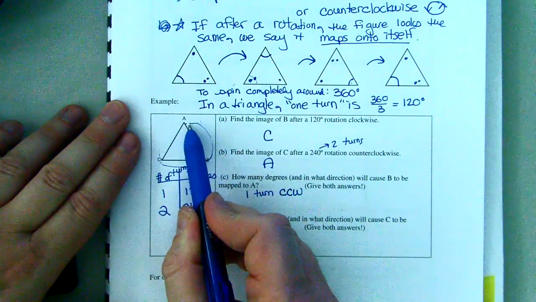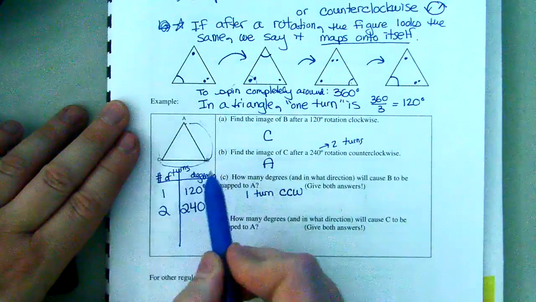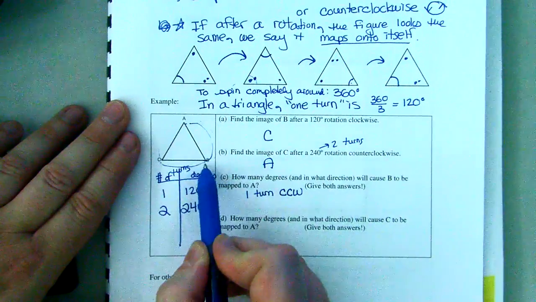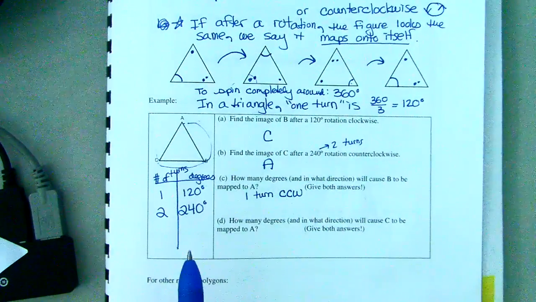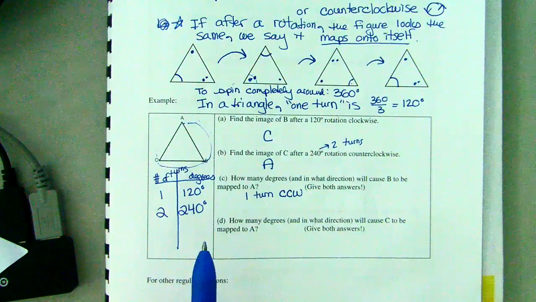There's actually another answer. I went 1 time counterclockwise. It turned B into A. How many turns could you go if you go clockwise for B to become A? Kiro. One more time?